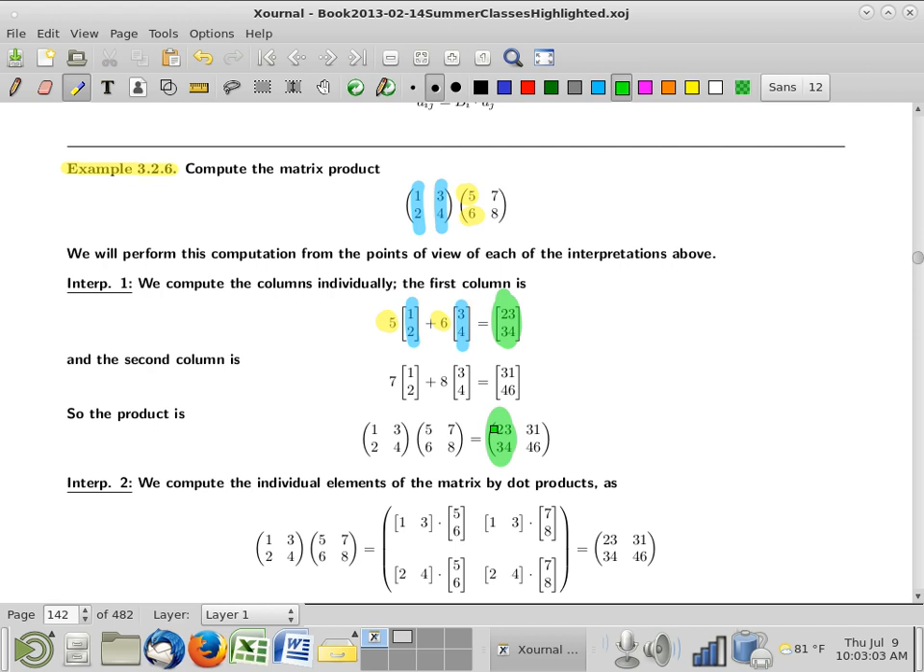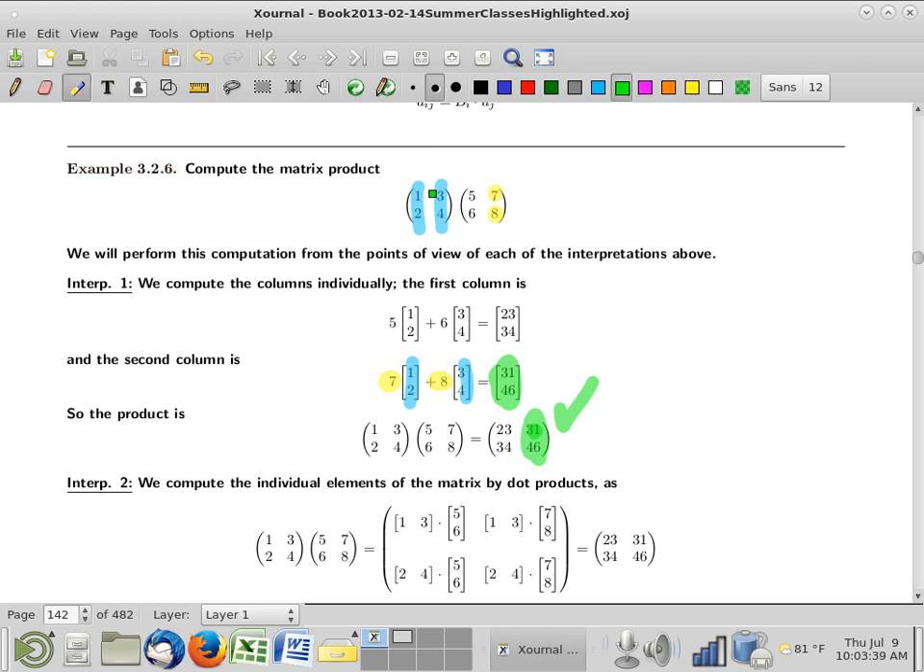Now, if I wanted to compute the other column, how would I compute that second column? Well, I would do that by using the second column of the right matrix as my coefficients. Still the same columns of the left matrix, just now I have these other numbers as coefficients. Multiply and add, and that gives you that second column. Anybody see how the process works? It's kind of a mechanical process.